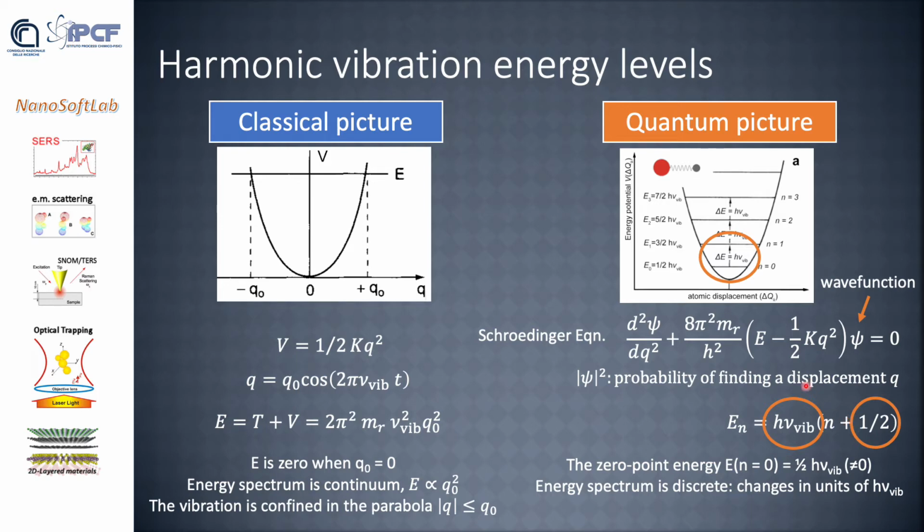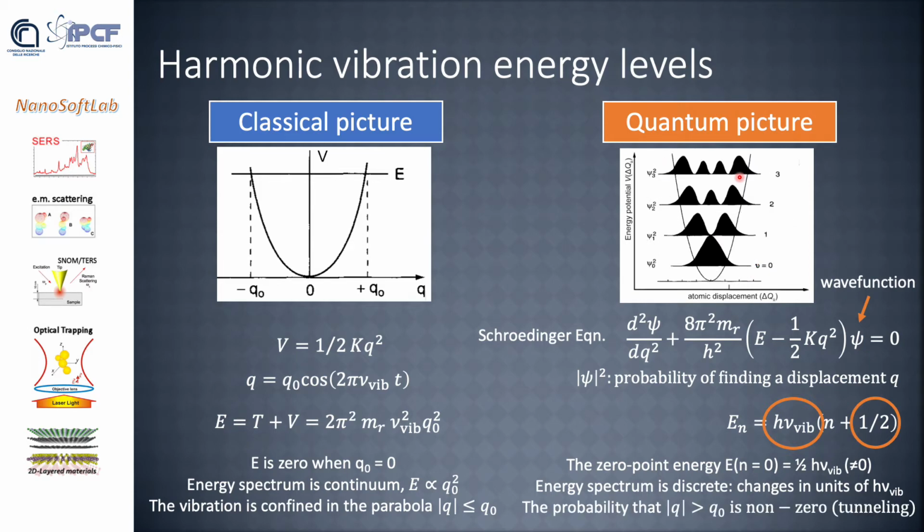The levels change by units of h nu vib. And finally, the probability that q is higher than q0 is non-zero. Okay, so the wave function somehow comes out from the potential parabola. And this indicates that if we have another potential closer here, there is a non-zero probability that the particle tunnels from one parabola to the other.